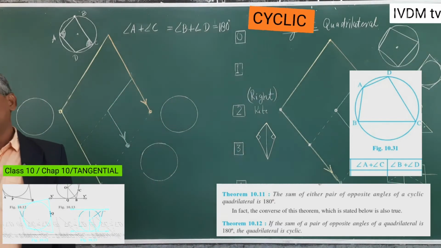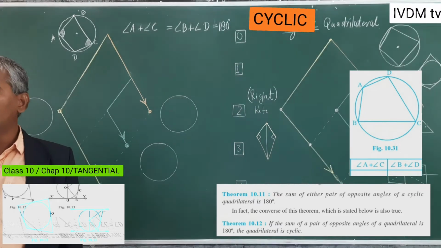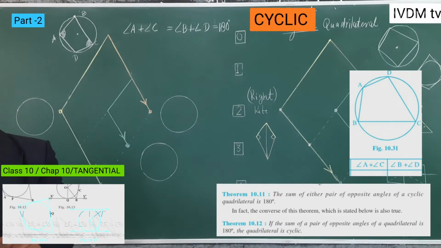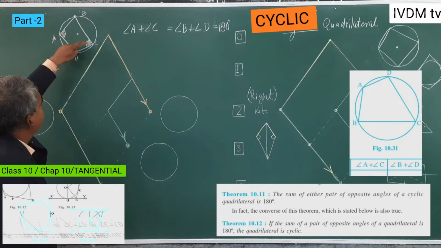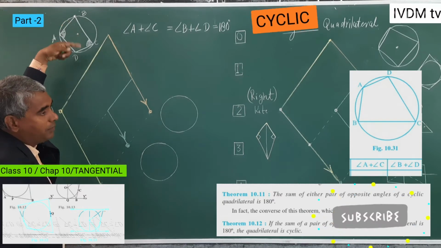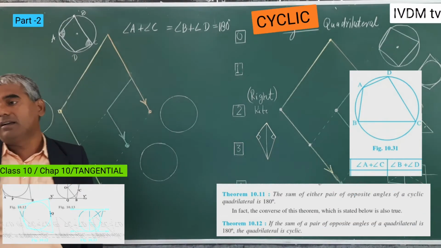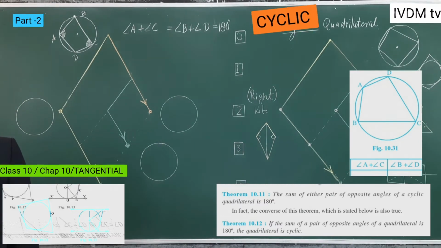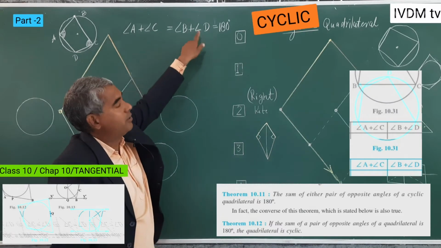In your book, in theorem 10.11, it is written that the sum of either pair of opposite angles, either pair meaning you may take A and C or B and D, only 2 pairs of opposite angles are there, so either pair of opposite angles of a cyclic quadrilateral is 180 degrees. Okay.